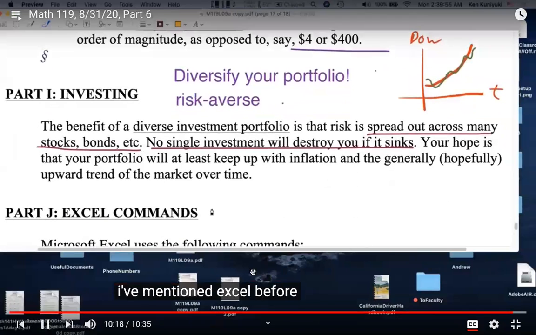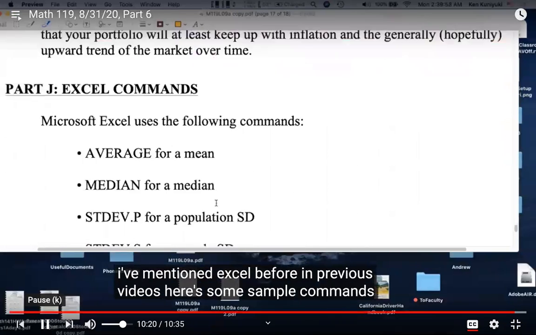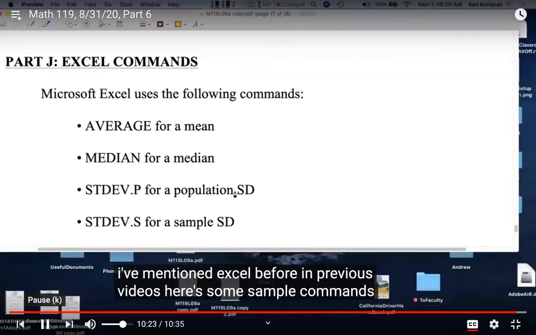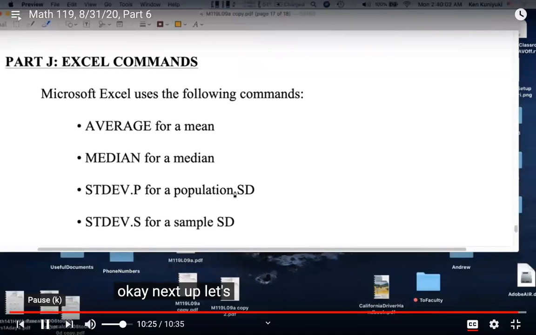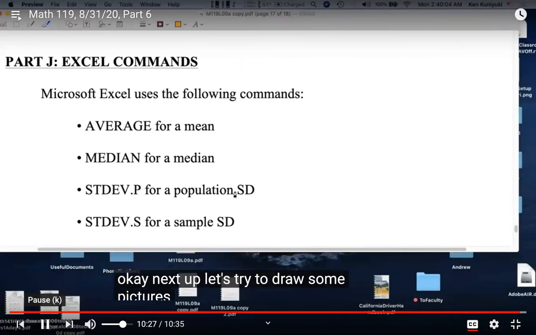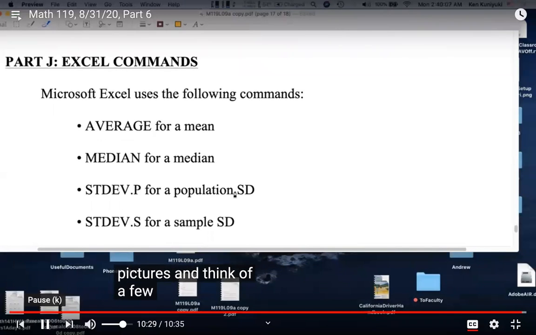I've mentioned Excel before in previous videos. Here's some sample commands. Okay, next up, let's try to draw some pictures and think of a few summary numbers that can describe our data. Next time. Actually, I want to discuss Enron.